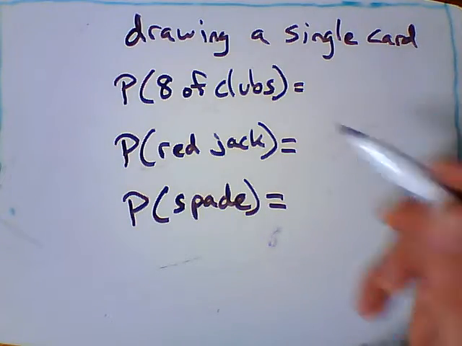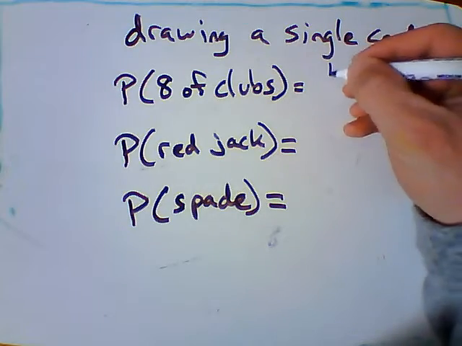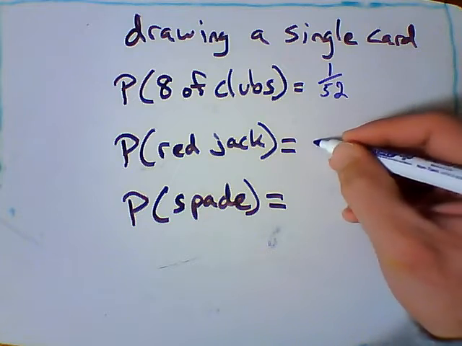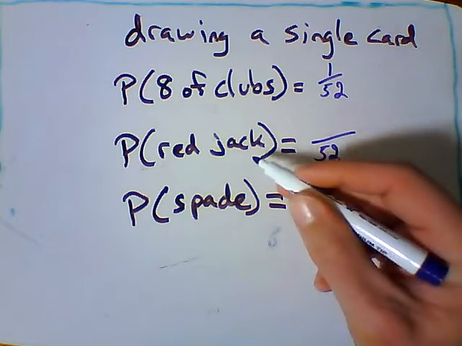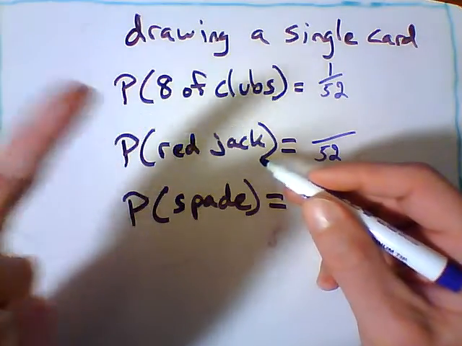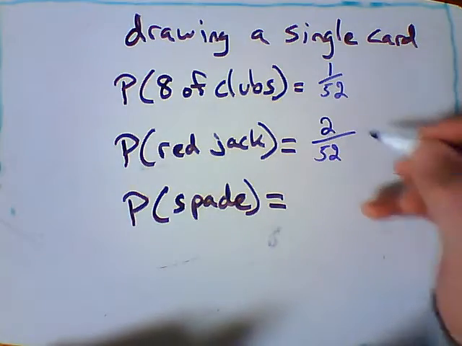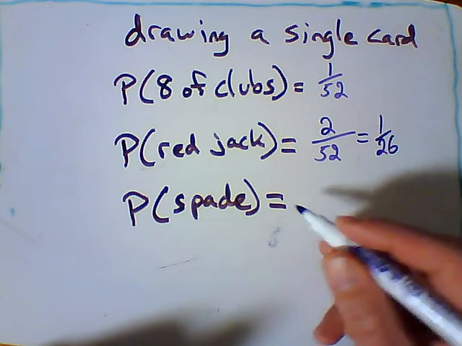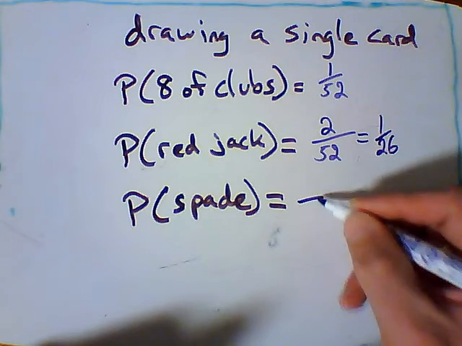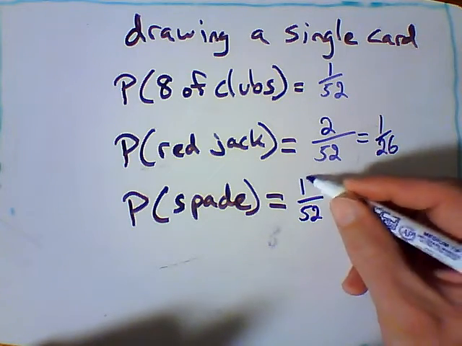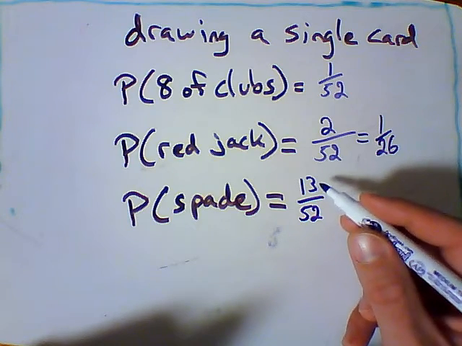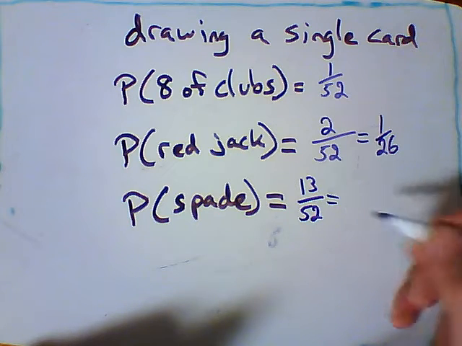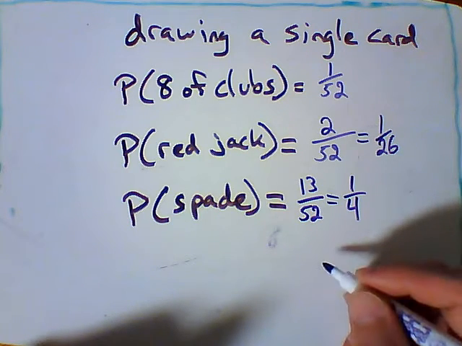Alright, so 8 of clubs. There's only one 8 of clubs in the entire deck out of the 52 cards. The entire deck has 52 cards. How many red jacks are there? There's the jack of hearts and the jack of diamonds. 2 of them. That reduces, they're both even, so that's just 1 over 26. Probability it's a spade? Well, there's still 52 cards. 13 of them are spades, and you're going to get used to the fact that 13 times 4 is 52. That reduces, 13 goes into 52 4 times. 1 out of 4.